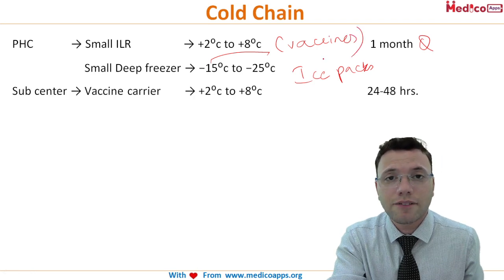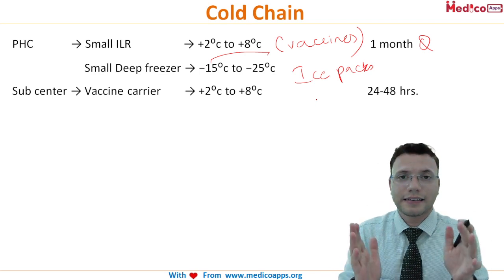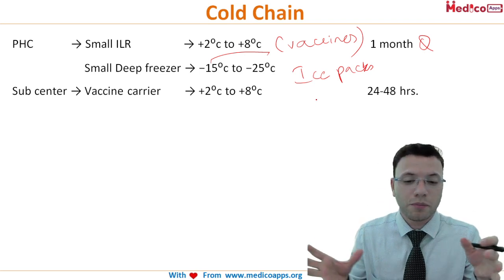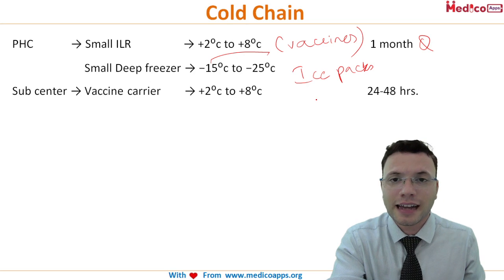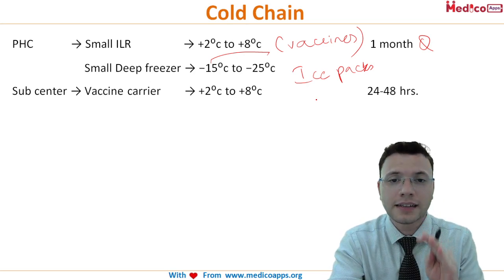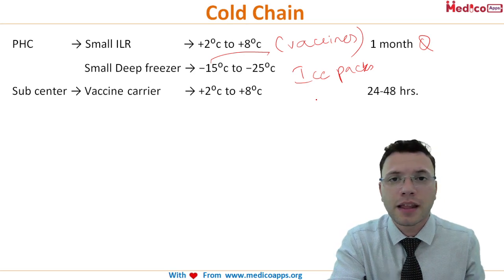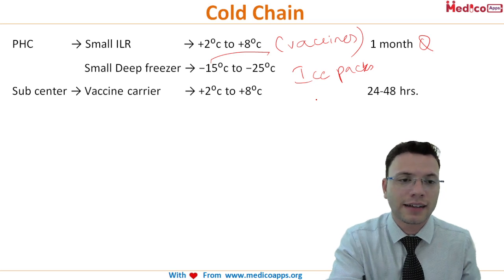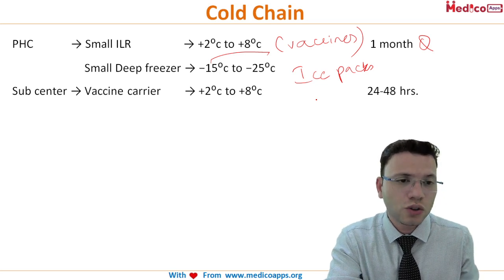At the sub-center, we have small box-like things. Remember in polio, you see the blue boxes. Those are the vaccine carriers which can hold 4 ice packs and up to 20 vials of vaccine in that. So it has a very short storage span, that is 24 to 48 hours. This is also an important question.